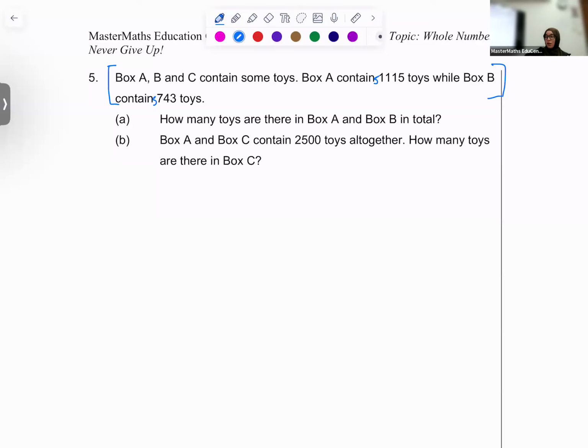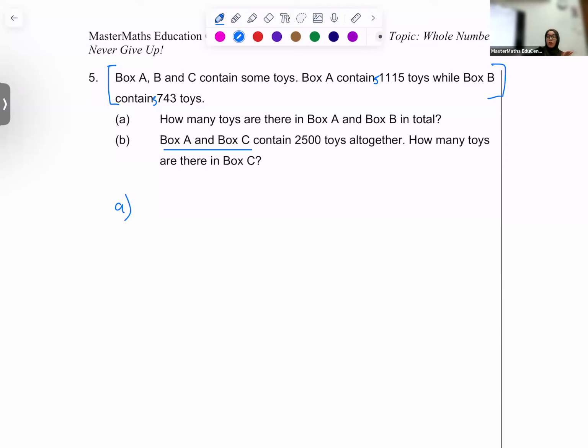What about box C? We don't know, right? So what do we do? We draw the model for A and B first. We'll look at part B later. But 2500 is not box C, that is the total for box A and box C. So for part A, we draw the model for A and B first.